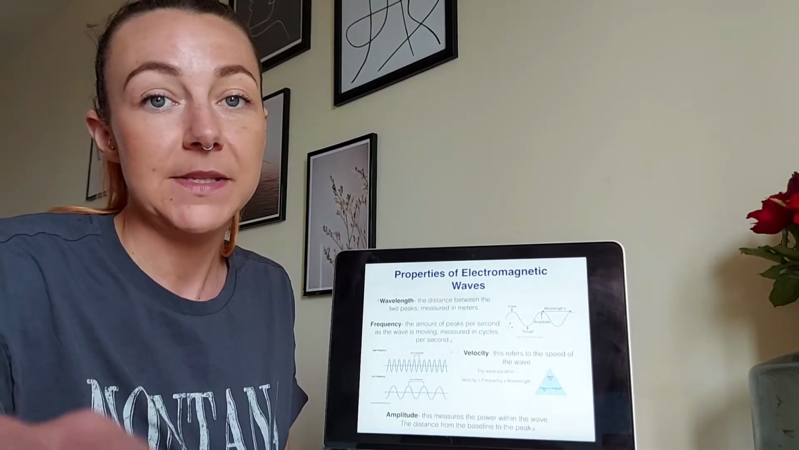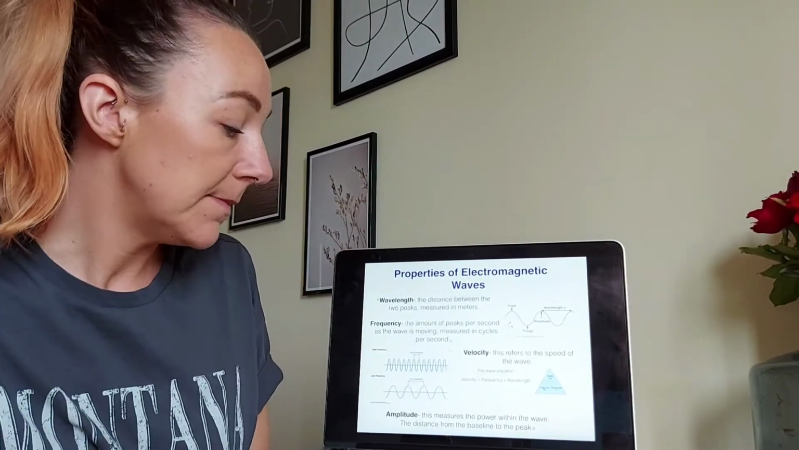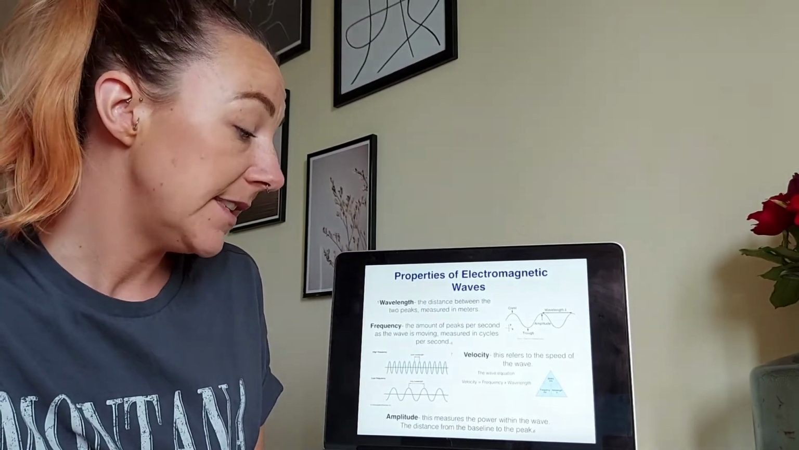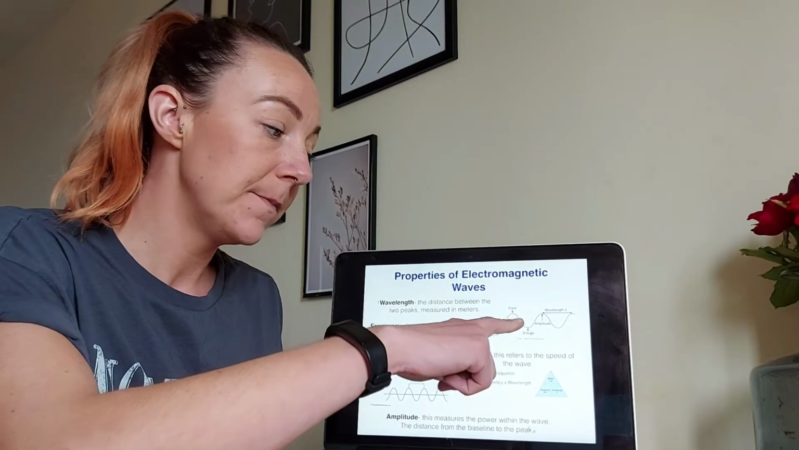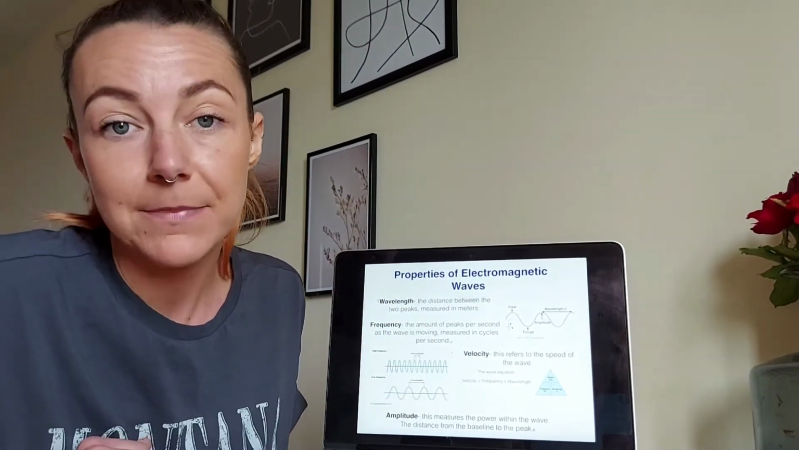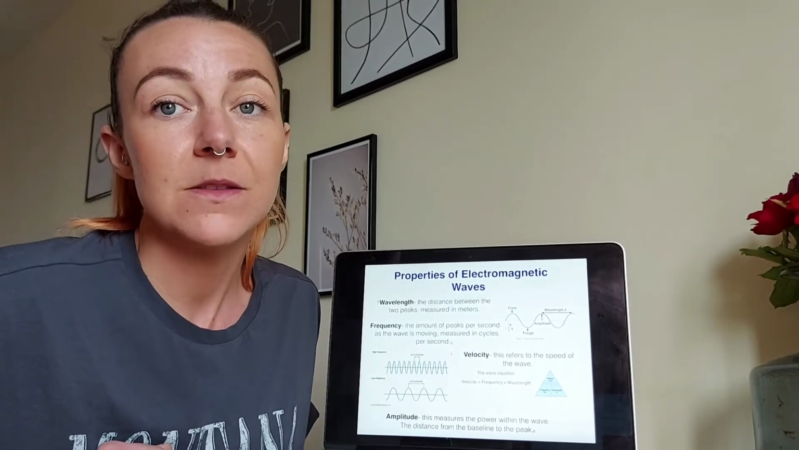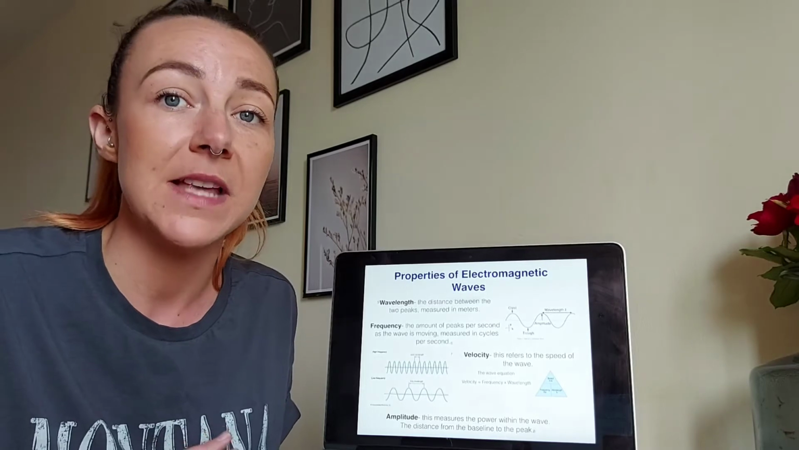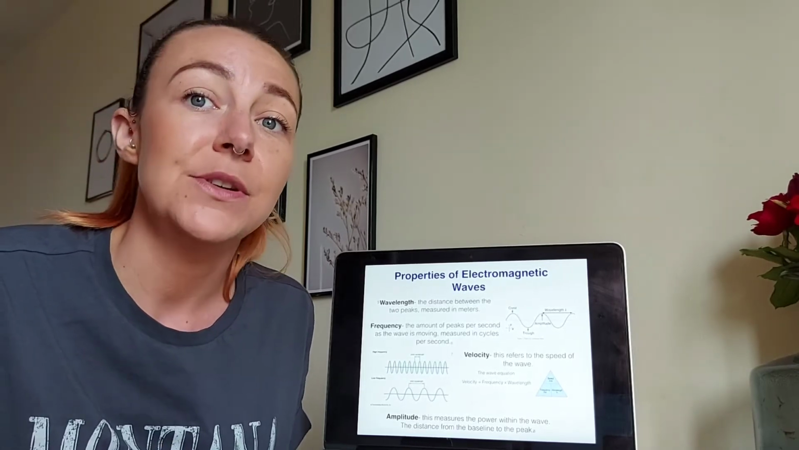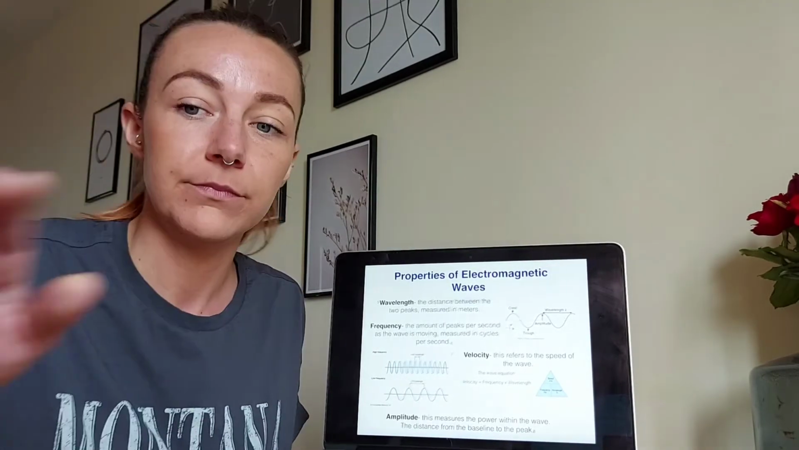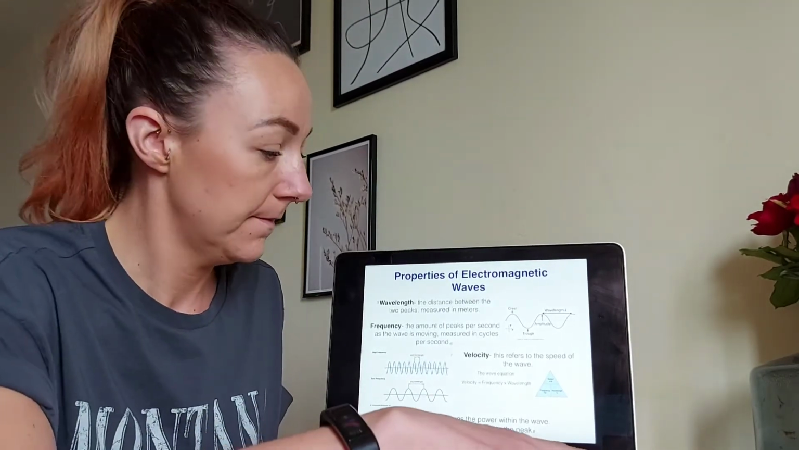Amplitude is the fourth property, and this measures the power within the wave, and it's the distance from the baseline to the peak. So for example, a guitar amplifier strengthens the weak electrical signal from the guitar to produce more sound, so the amplitude of the wave increases.